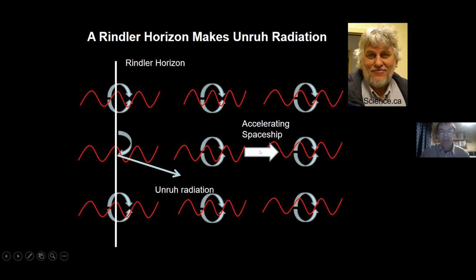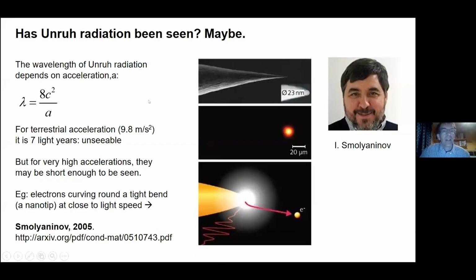So this is a very interesting kind of radiation because it would be seen by the accelerating spaceship, but somebody standing still or going at constant speed in the same space would not see the radiation at all. Okay, so has this been seen? Well, it may have been.